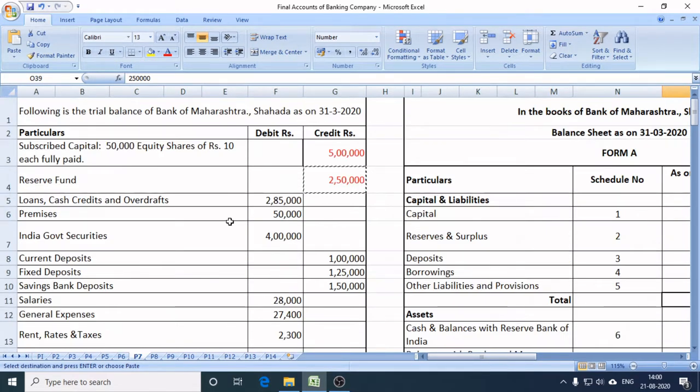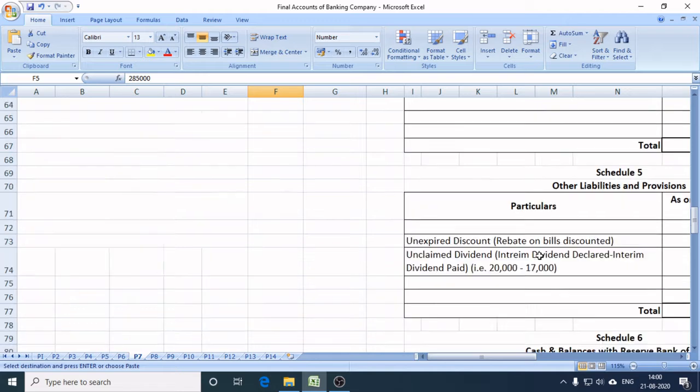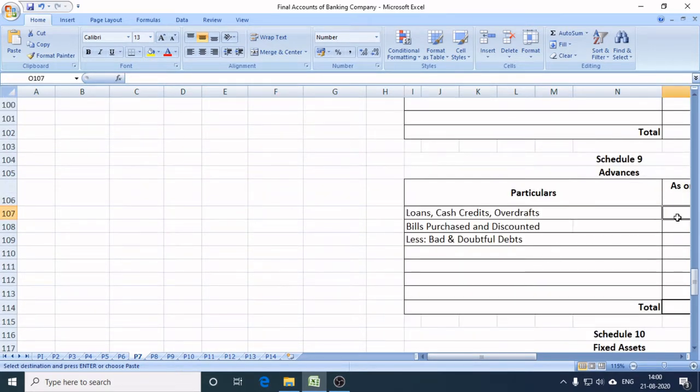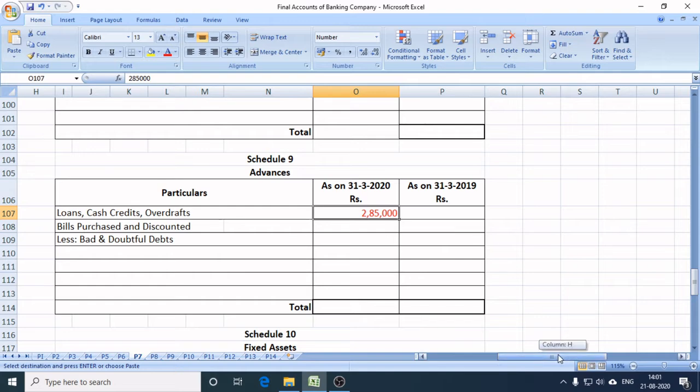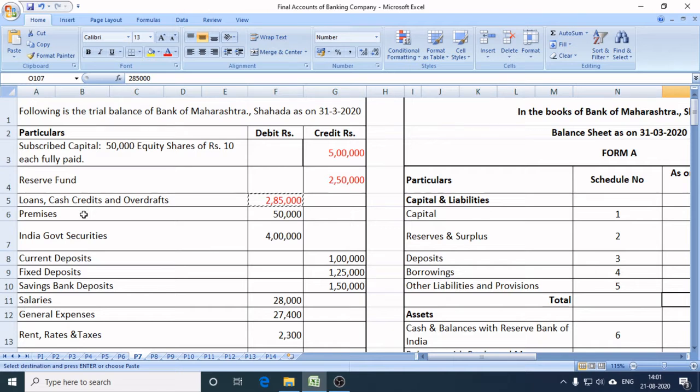Then next in the problem is loans, cash credit, overdraft. It has a debit balance and it is the bank's most important asset, that is advances. So we should record it under schedule number 9, advances against loans, cash credit and overdraft. The value of it is 2,85,000. Now next is premises, its value is 50,000.